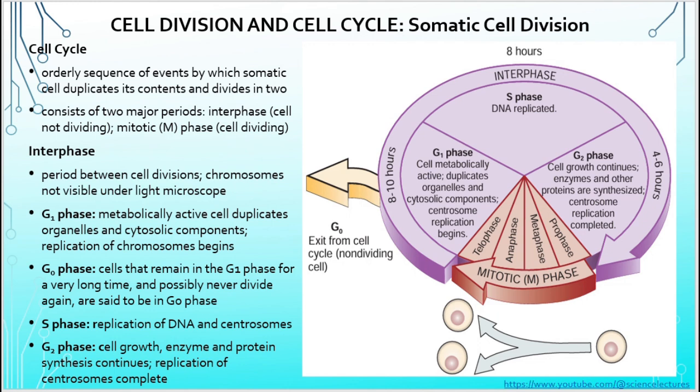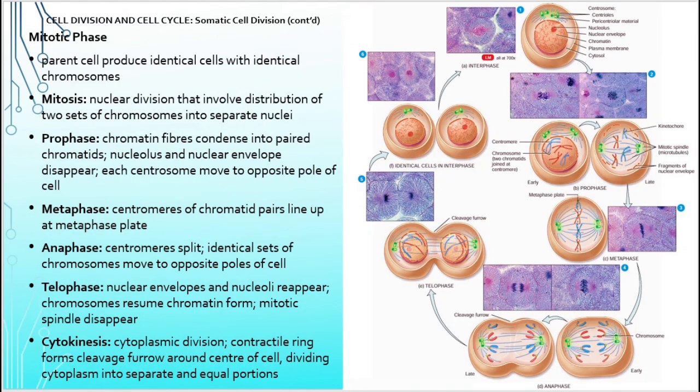The G2 phase is the interval between the S phase and the mitotic phase. It lasts around 5 hours. During the G2 phase, cell growth continues, enzymes and other proteins are synthesized in preparation for cell division, and the replication of centrosomes is completed. A microscopic view of a cell during interphase will show a clearly defined nuclear envelope, a nucleolus, and a tangled mass of chromatin, as you can see in step 1 of our figure on this slide.